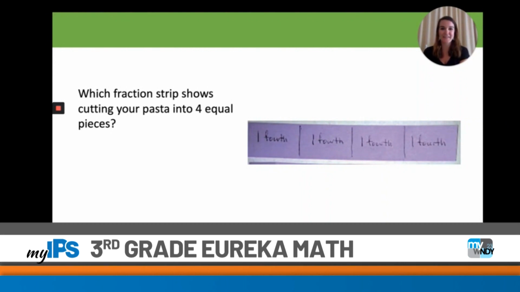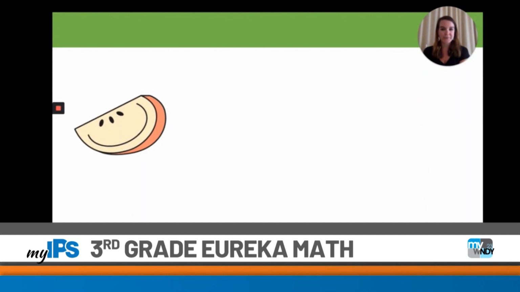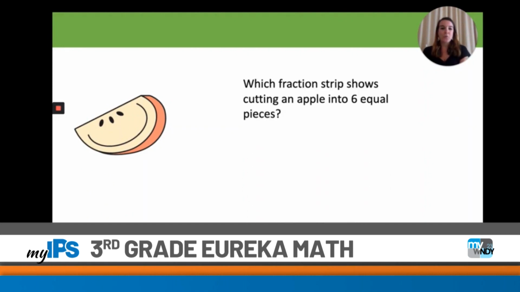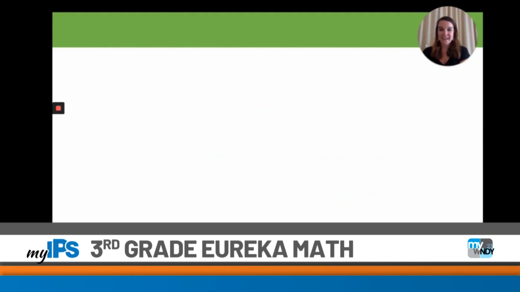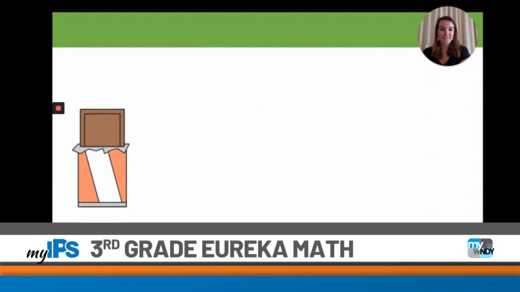This time we're going to pretend that your fraction strips are apples. Which fraction strip shows cutting an apple into 6 equal pieces? Let's see. Sixths. If I cut my apple into 6 equal pieces, I'm cutting it into sixths. Okay, let's try one more. This time, pretend your fraction strips are candy bars.